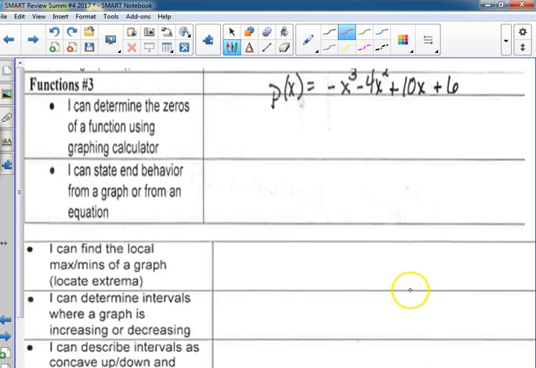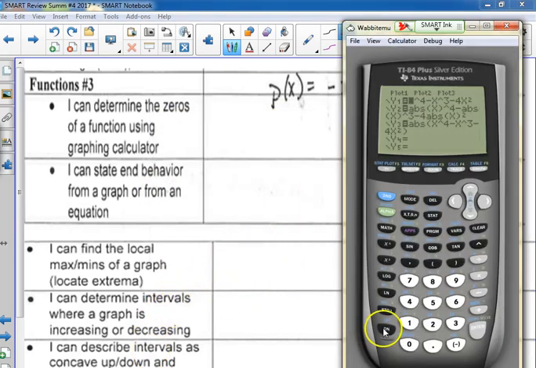All right. This is a new one. Find the zeros and then do all this evaluating of the function. So can we do this one together? Everybody grab your calculator. Type it in.